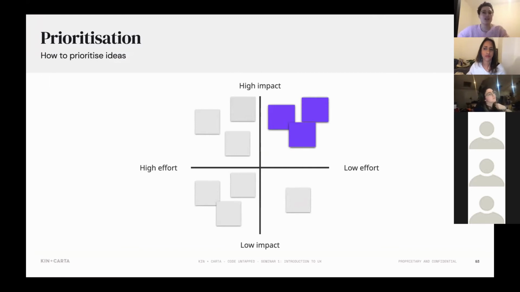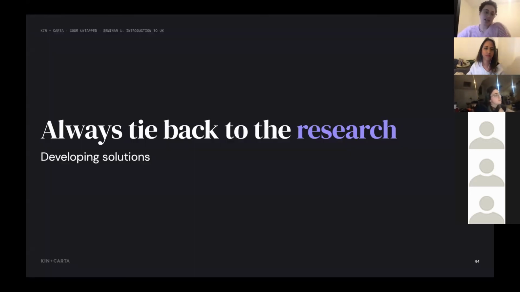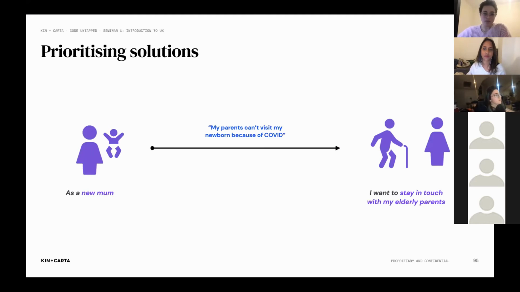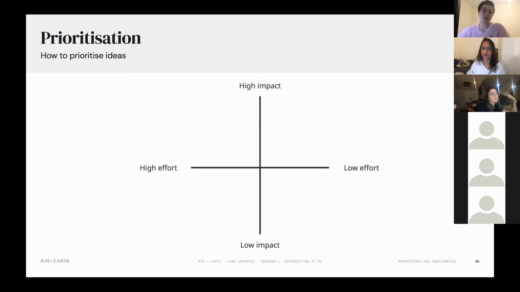So let's have a look at another example now. So going back to our new mother, there are a number of potential solutions that might help her keep in contact with her parents. Based on what we know about the user as well, what can we build and what we can build feasibly, we can place these solutions on the quadrant.